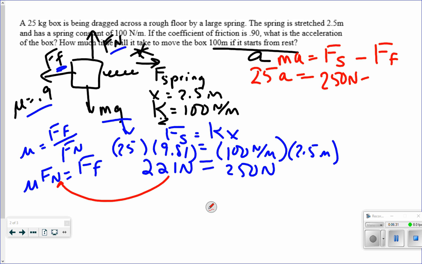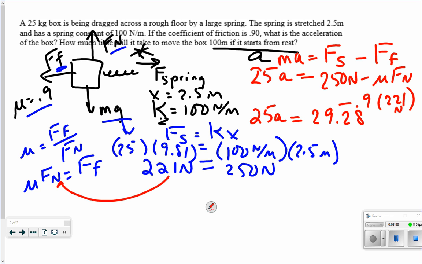All right, so 25 is my mass in kilograms times acceleration equals my 250 newtons minus mu Fn. Mu Fn, that's 0.9 times 221, because that's the normal force. So I end up with 25a equals 250 minus 221, which is actually 29.28. My acceleration turns out to be 1.17 meters per second squared.